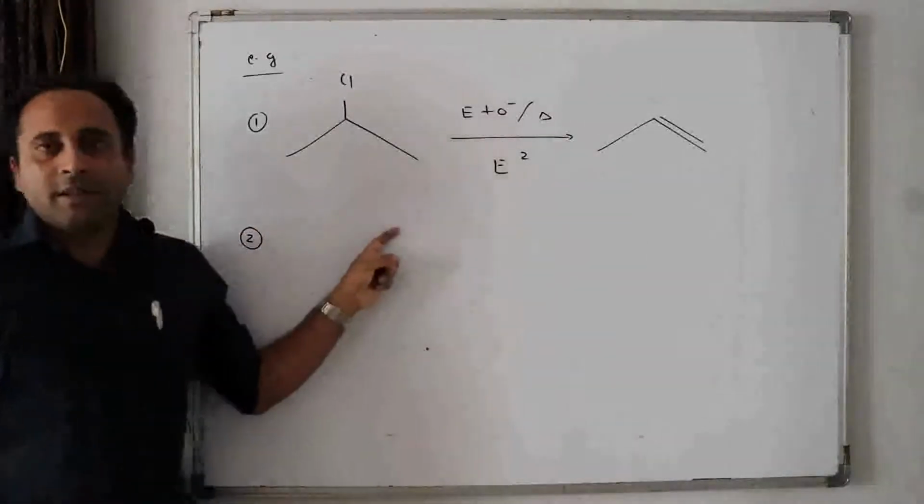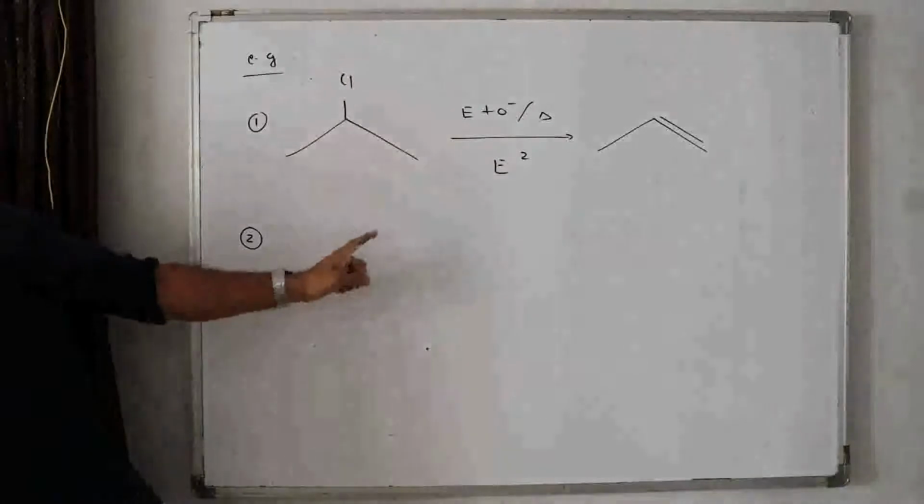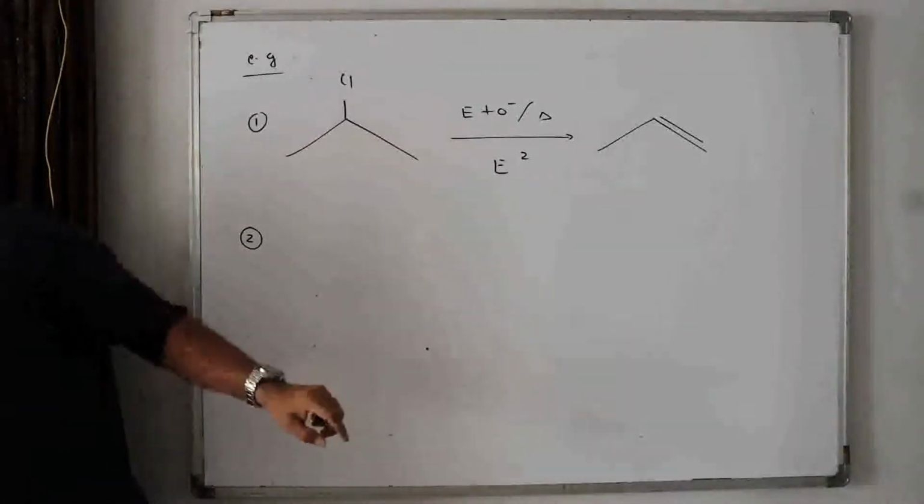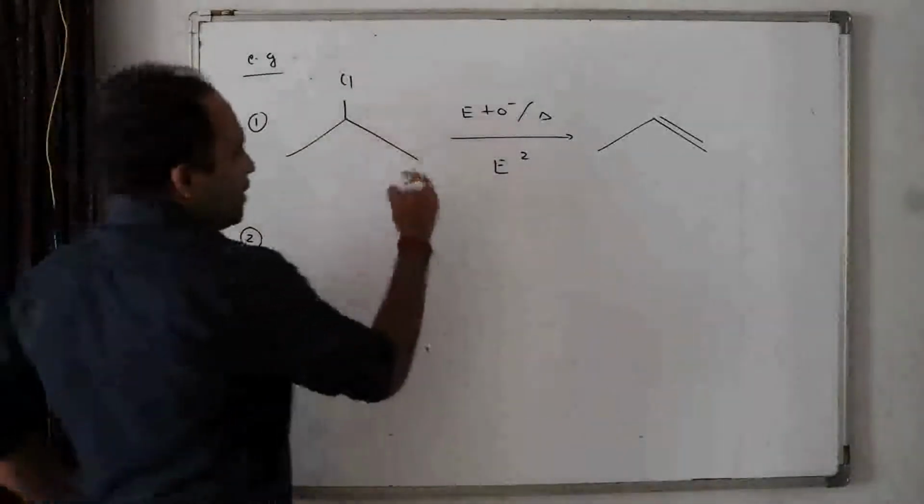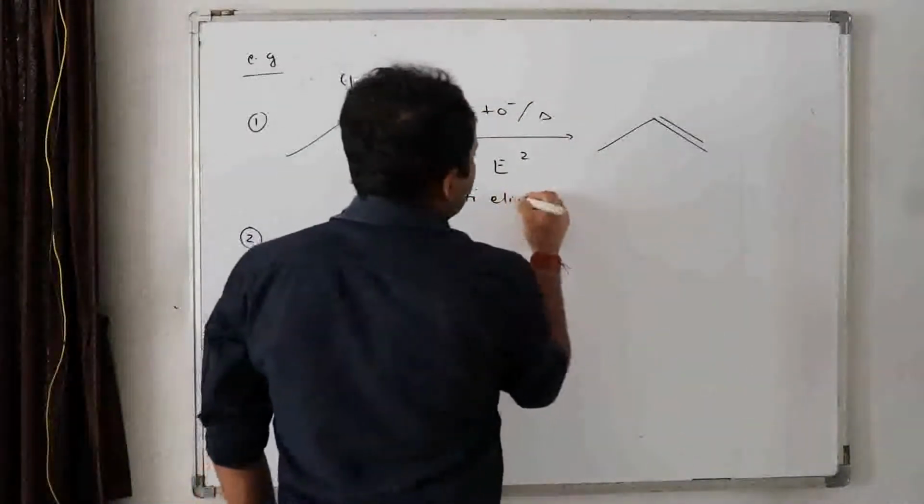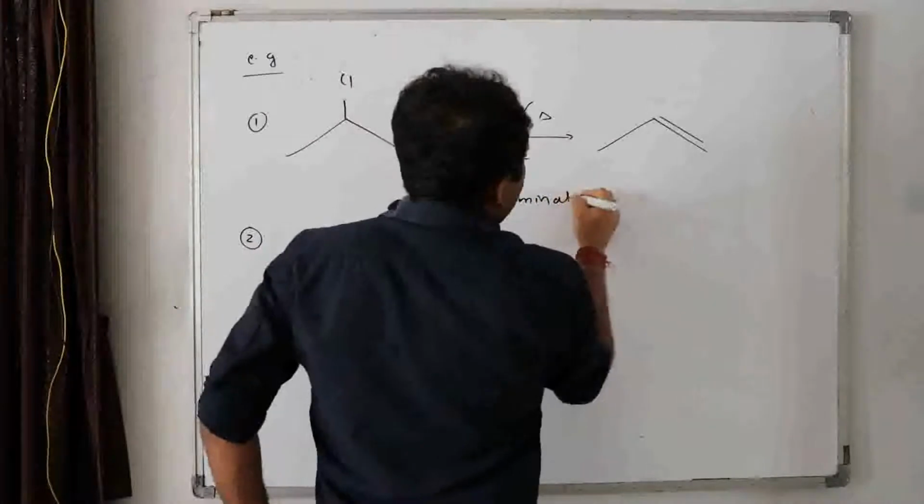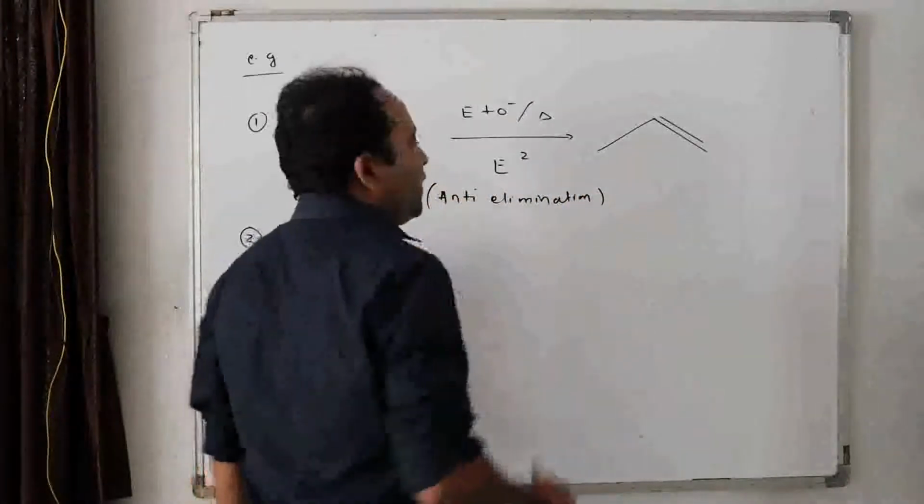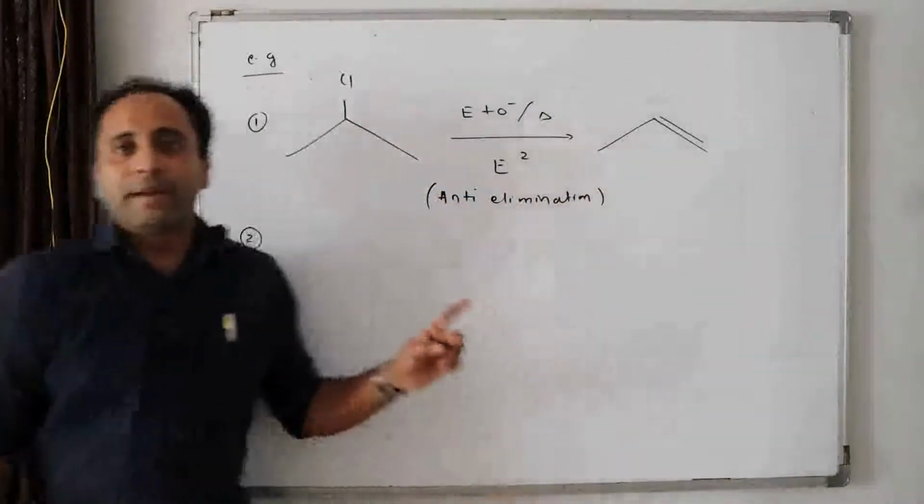Second, do you understand this case? Second one, what will happen? Do you agree with me that I can write here there is anti-elimination? You should not forget this. Do you remember that I said the 5 atoms should be in what? In my plane, isn't it?